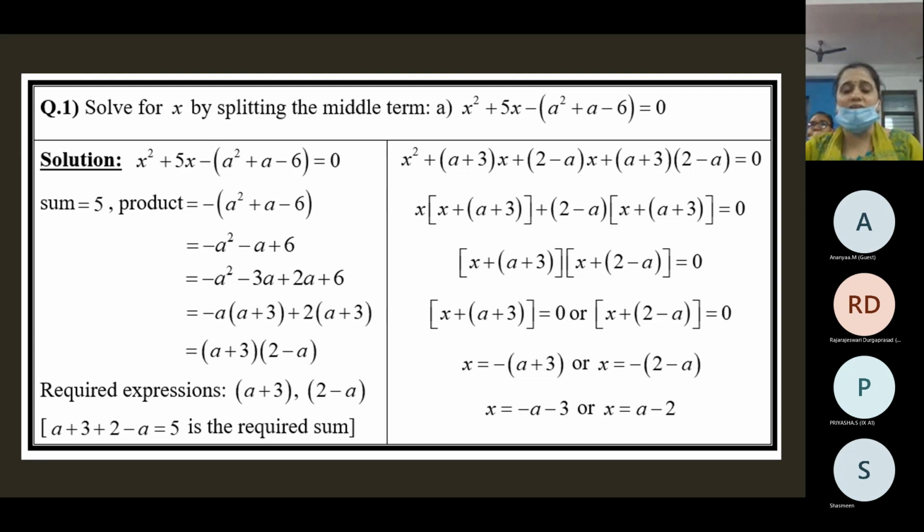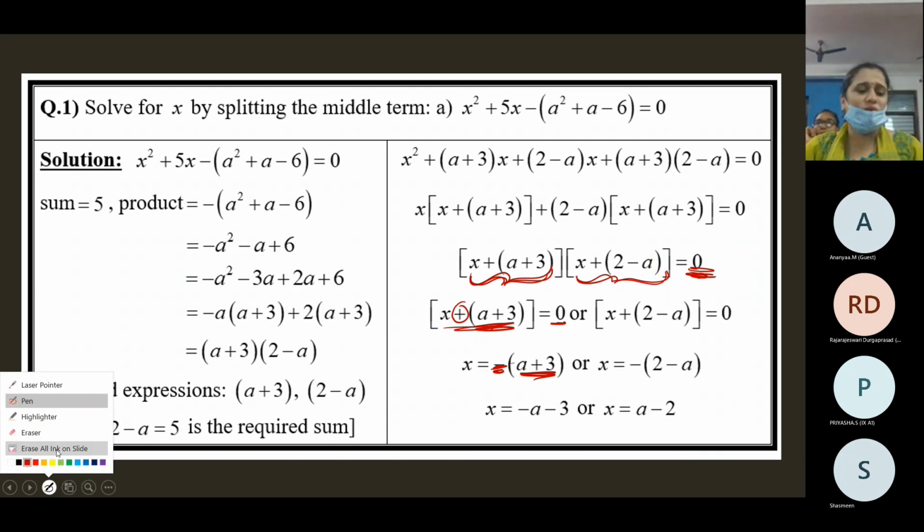So then after that, we are done. We found the factors. The product of this and this is 0, which means either this is equal to 0 or this is equal to 0. So when you equate this to 0, you get x is equal to, see, it's plus a plus 3. So on the other side, this plus becomes minus. A plus 3 as it is, I've written. The sign before a plus 3 is plus before the bracket. So that becomes minus. And then open the bracket, minus a, minus 3.